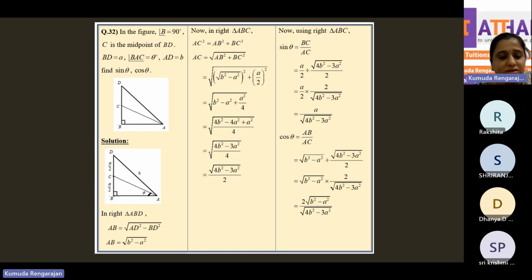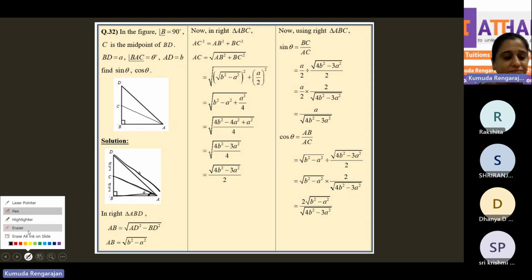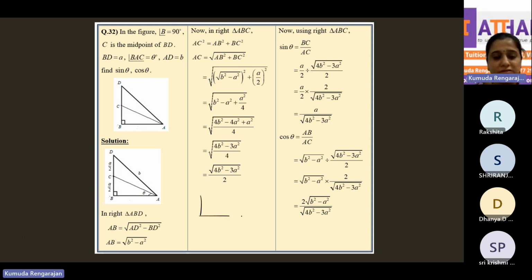Cos theta is adjacent side by the hypotenuse. It's not this hypotenuse because theta is here. This is the triangle. This one is theta. And this is C, this is B, this is A. This one is A by 2. Correct? Okay, so you have the ratios here, cos theta and sin theta.